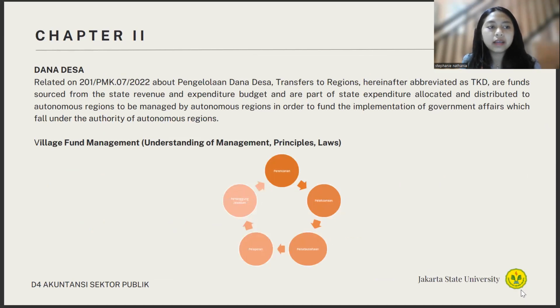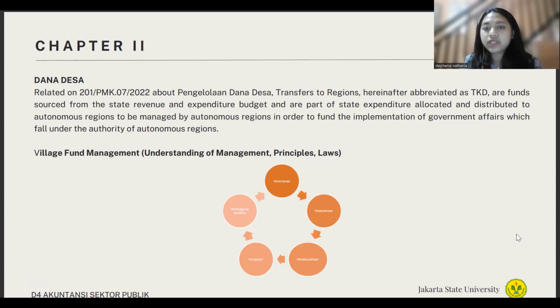Okay, then the next is dana desa, or village funds, related to PMK number 7 of the year 2022 about pengelolaan dana desa. Transfer to regions, hereinafter abbreviated as TKD, are funds reserved in the state's revenue and expenditure budgets, part of state expenditure, allocated and distributed to autonomous regions to be managed by autonomous regions in order to fund the implementation of government affairs which fall under the authority of autonomous regions.